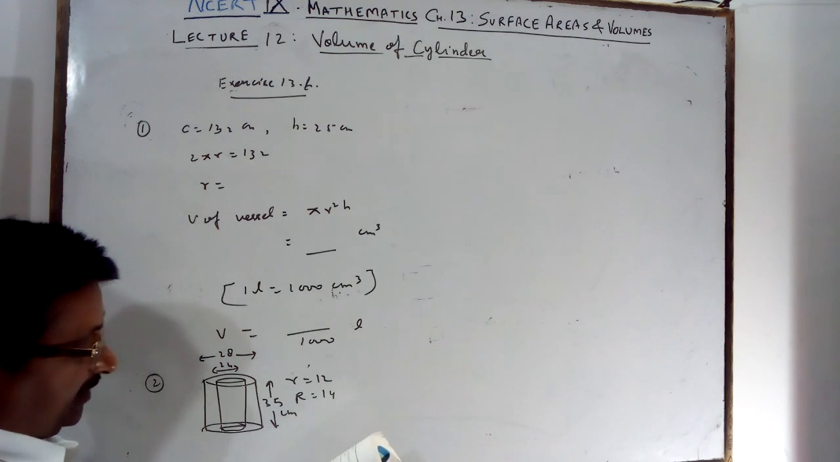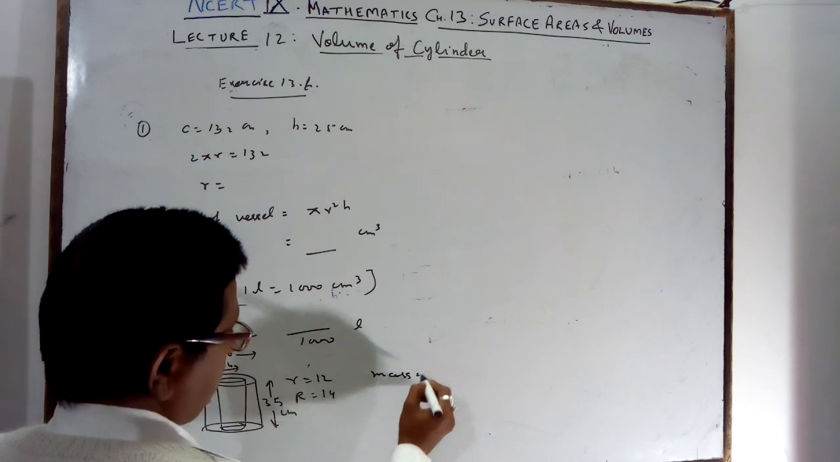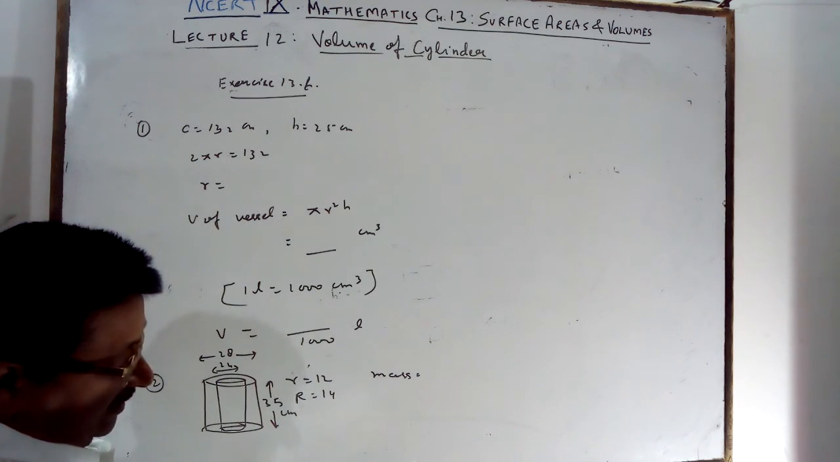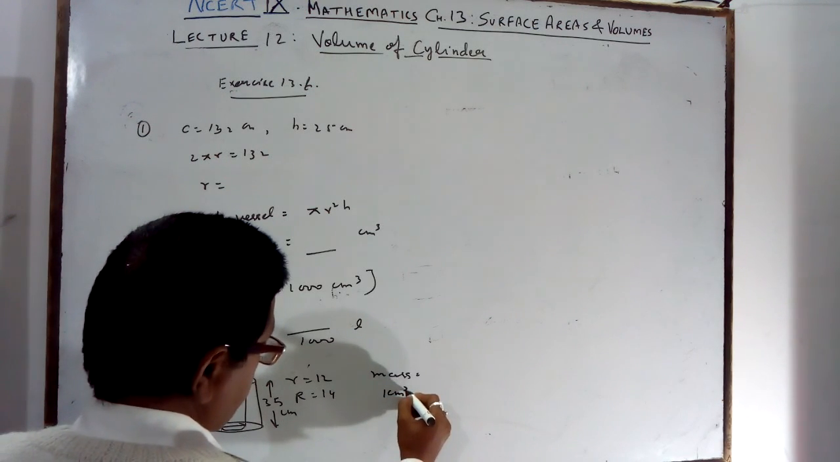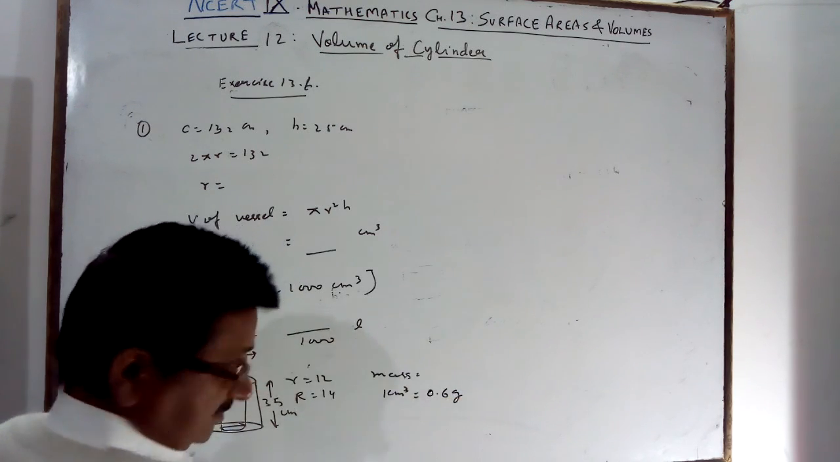Find the mass of the pipe. Mass of the pipe you want to find out. If 1 centimeter cube is equal to how much? 0.6 gram it is given.